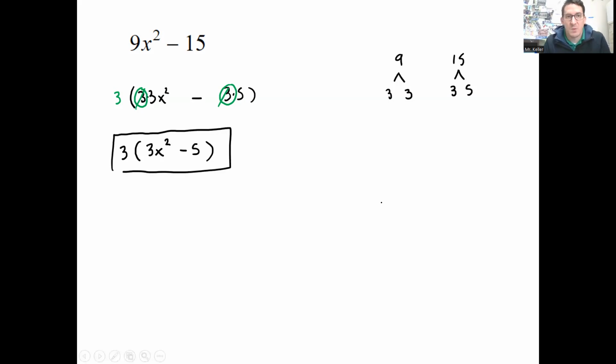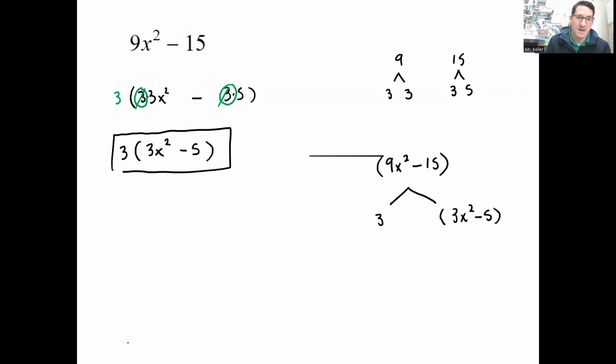So let me explain what we just did. We found the GCF. We took this quantity, 9x squared minus 15, and we factored it into 3 times 3x squared minus 5.